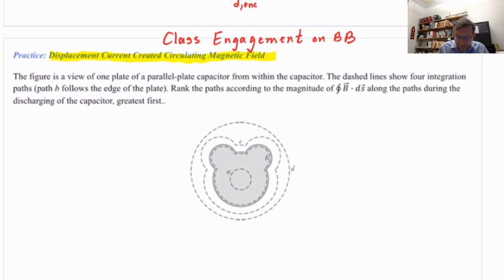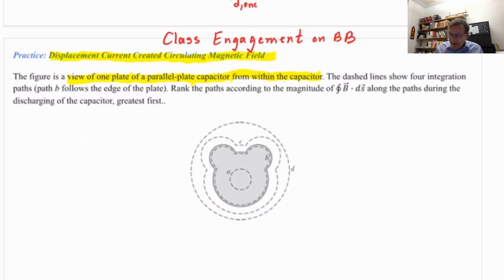What this figure is showing is a view of one plate of a parallel plate capacitor. That's the shape in gray. Yes, it looks like Mickey Mouse. They're just being whimsical here. It's one plate of a parallel plate capacitor, and you are looking at it from a vantage point of being between the plates. You are inside the gap of the capacitor, looking at one of the two parallel plates. And yes, that's the Mickey Mouse shape.